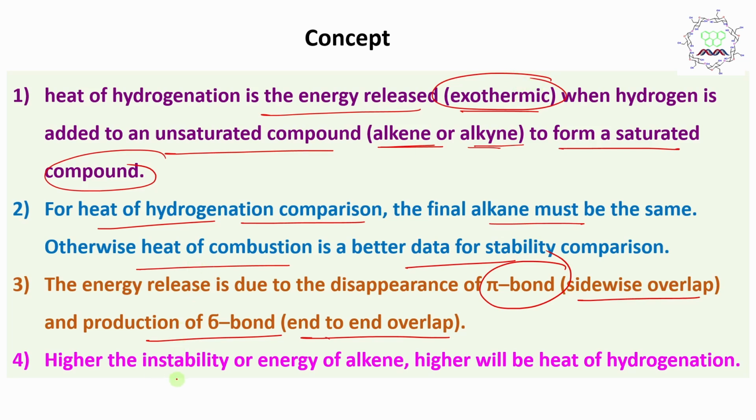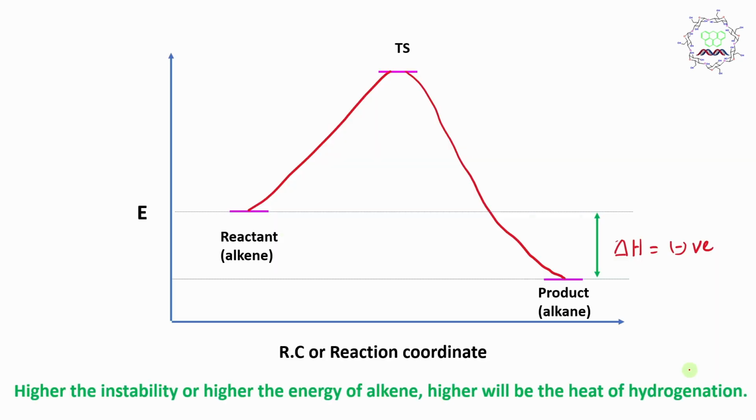And here remember, the higher the instability of the alkene, or the higher the energy of the alkene, the higher will be the heat of hydrogenation. Now you may have doubt, let's explain it. If you look at this, this is your reactant alkene, and this is your product alkane, so obviously delta H is negative because pi bond is converted into sigma bond. Now in this case, if your reactant energy is higher, you can expect the delta H value increases, so obviously it will be more exothermic.